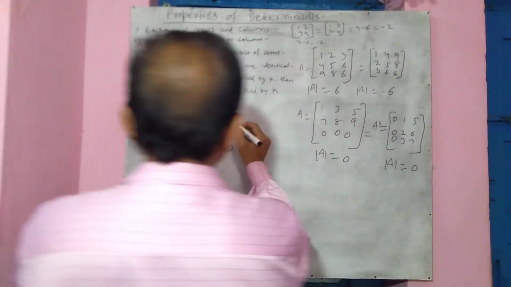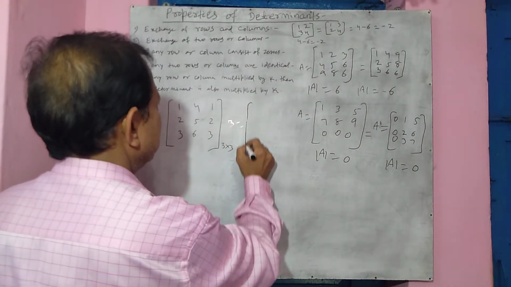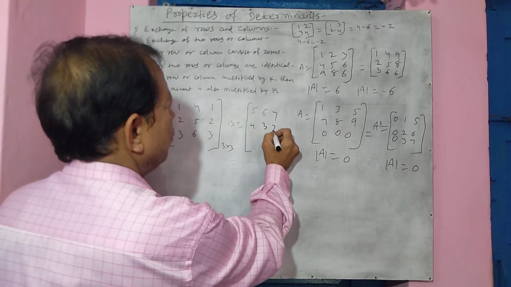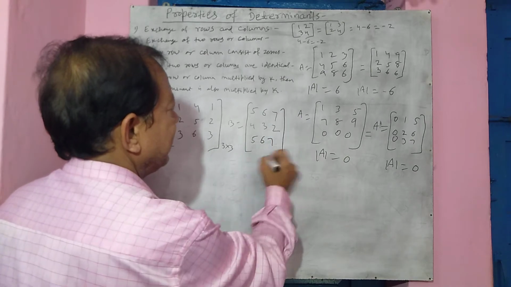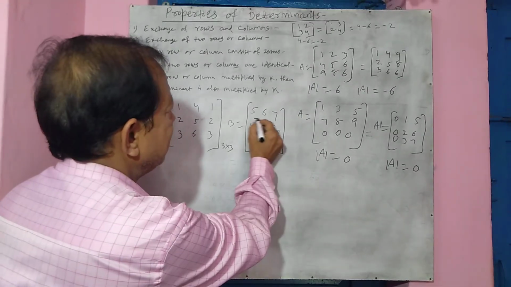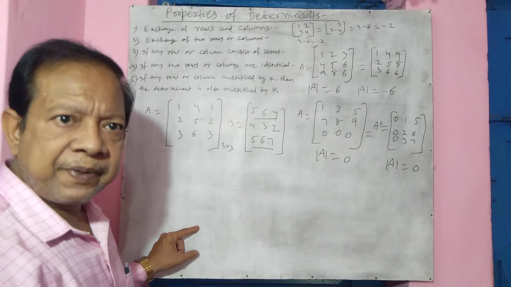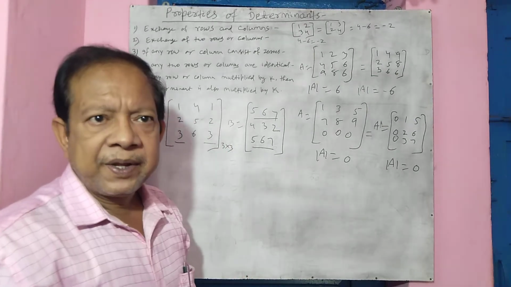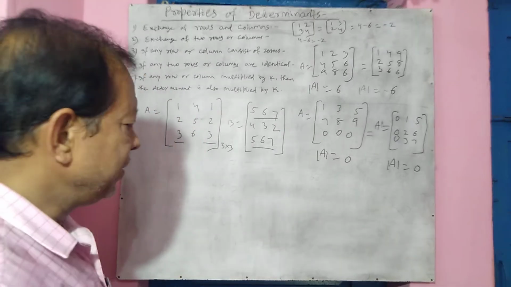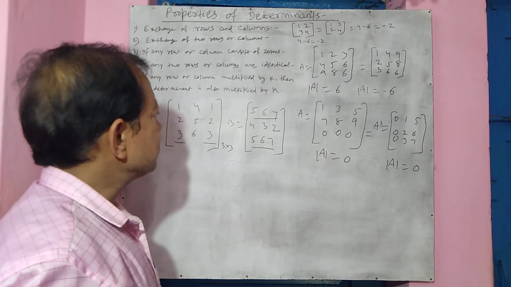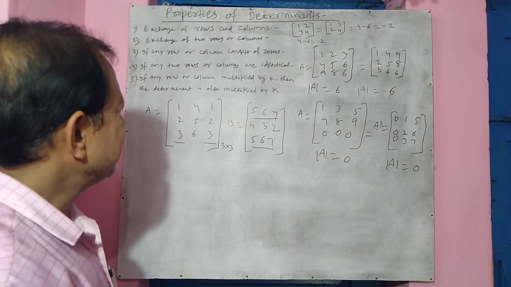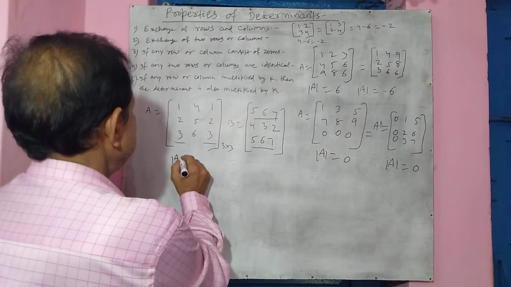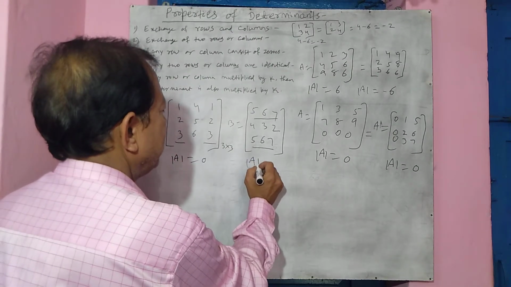Or you can write like this also. You can have another matrix: 5, 6, 7, 4, 3, 2 and 5, 6, 7. Here you see this row and this row, these two rows are equal. Here this column and this column, they are equal. Therefore in these two cases, when two rows or two columns are equal, the determinant also will be 0. Here determinant A is equal to 0. Here determinant A will also be 0.